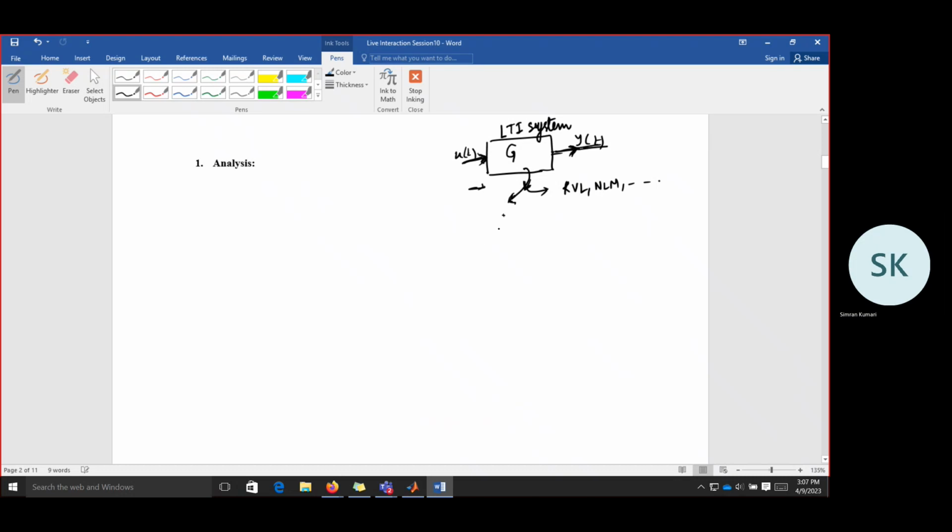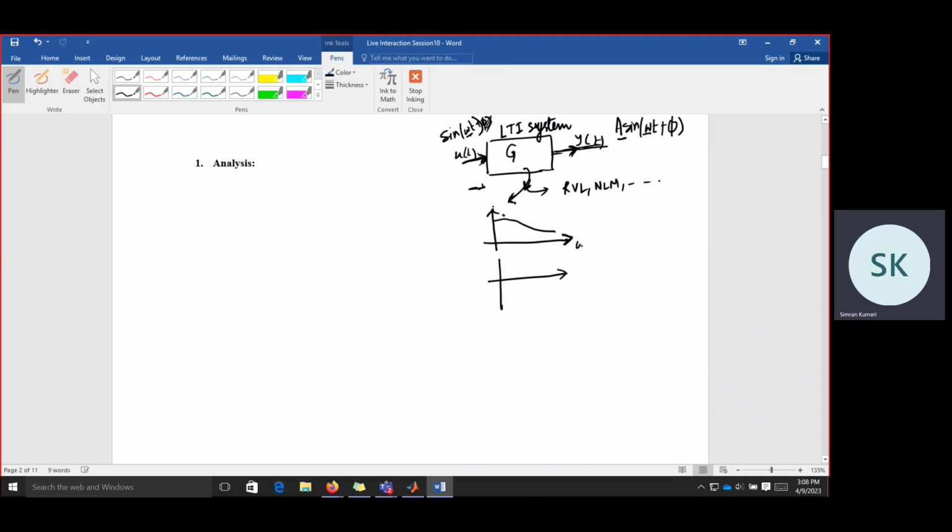So if we can apply sinusoids, sin omega t plus phi, or sin omega t, for different frequencies, omega being the varying quantity, there should be some response in the output. So in the output y we'll get some A sin omega t plus phi. At different frequencies we'll have different A values, because here the amplitude of the input is 1, and there will be some phase shift. It may be some kind of delay.